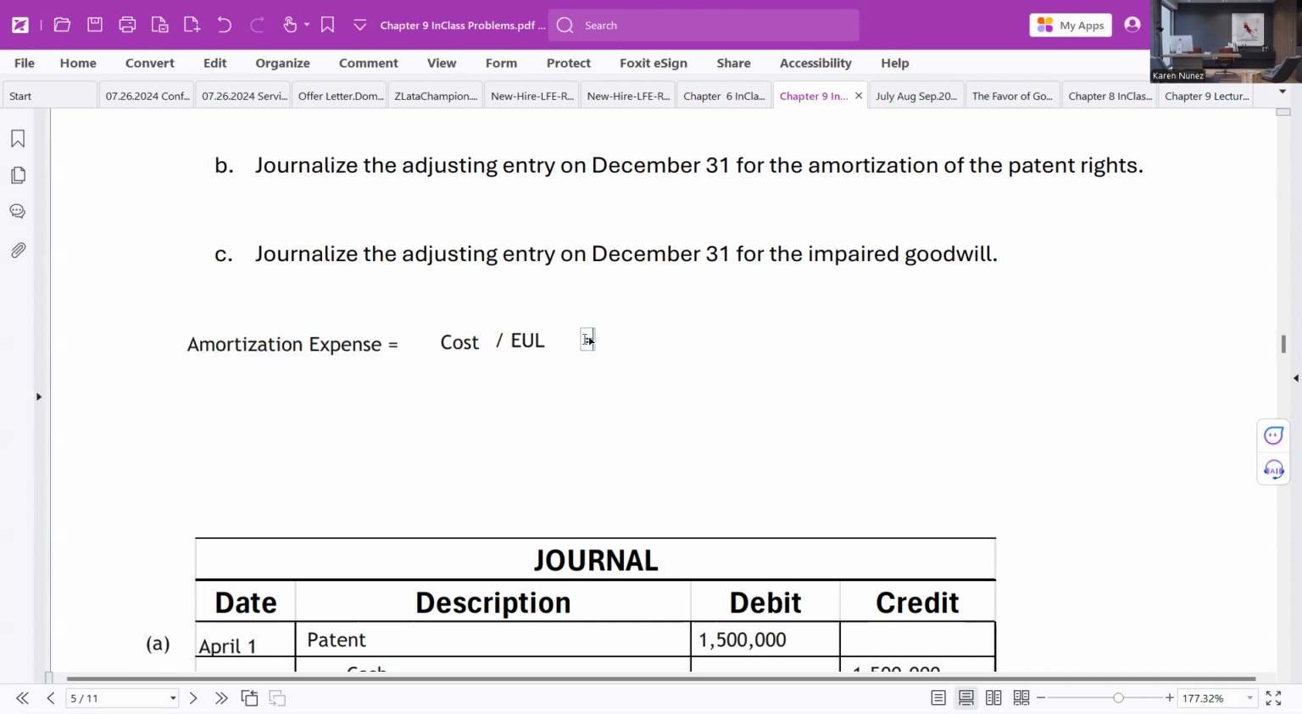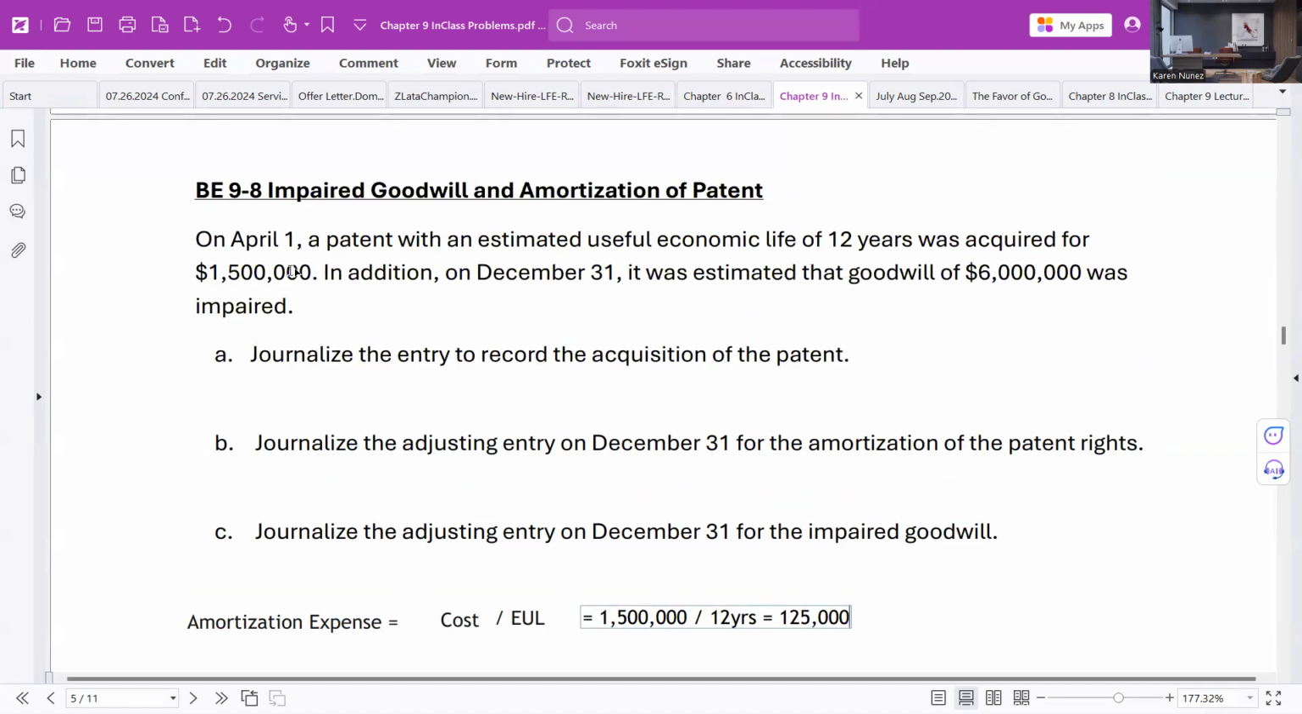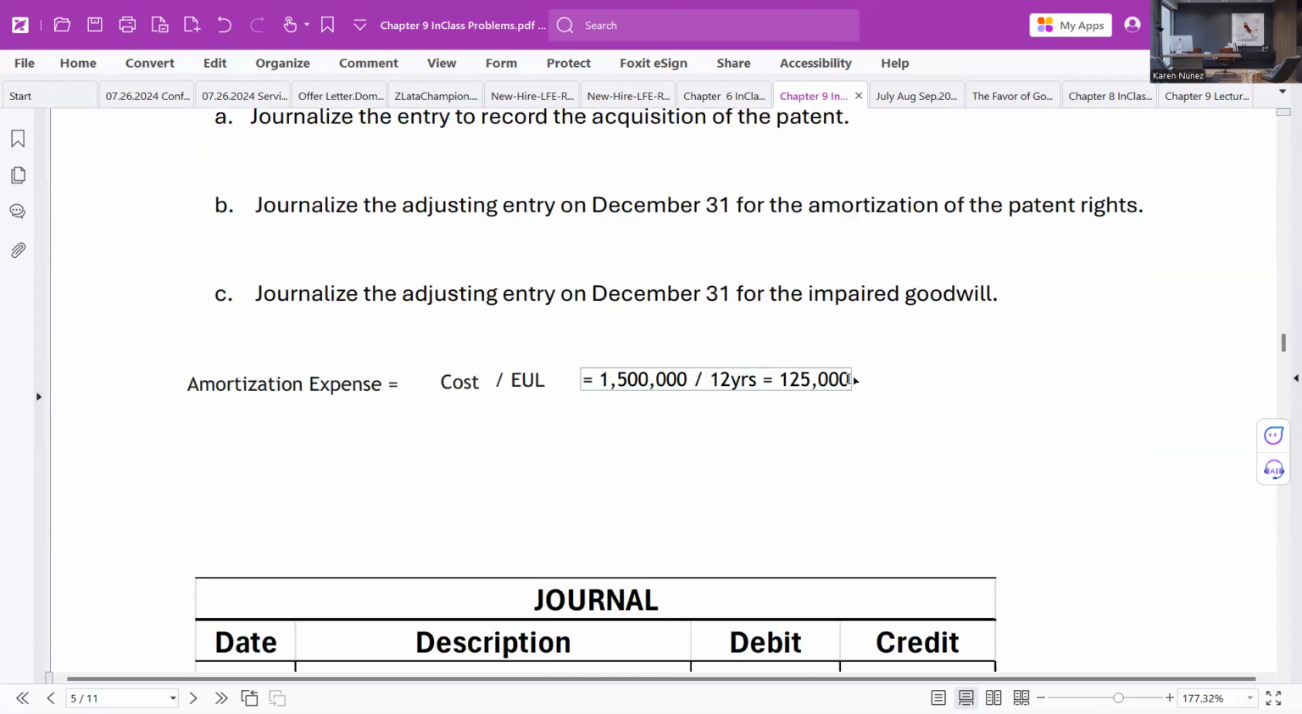In this case, the cost of the patent is 1.5 million, and we want to divide by its estimated useful life, which is 12 years. So we should be recognizing $125,000 of amortization per year. January through December should be 125,000. But this asset wasn't purchased until April 1, so in the first year, we don't need a full year of amortization.